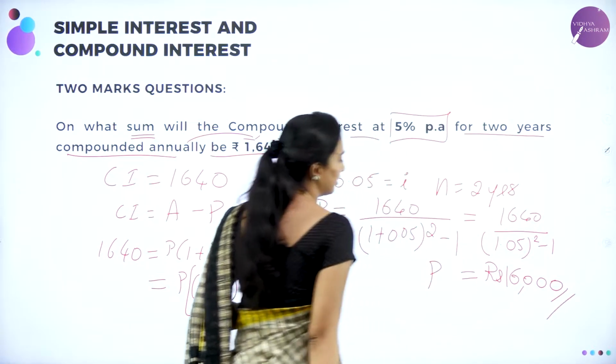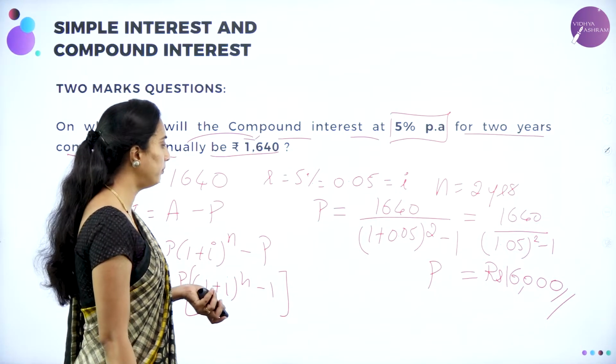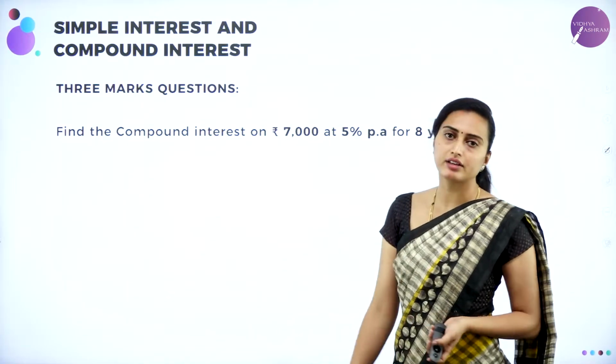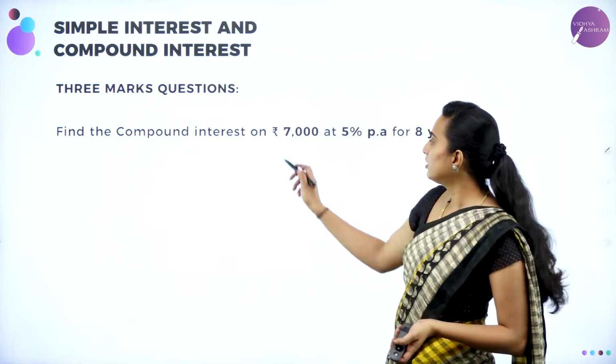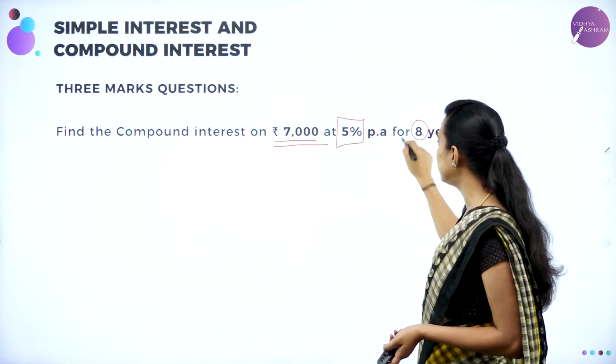This is your answer. Okay, I think you understood this problem. We'll move on to the next question, which is one of the 3 markers. What they've asked: find the compound interest on rupees 7,000 at 5% per annum for 8 years.